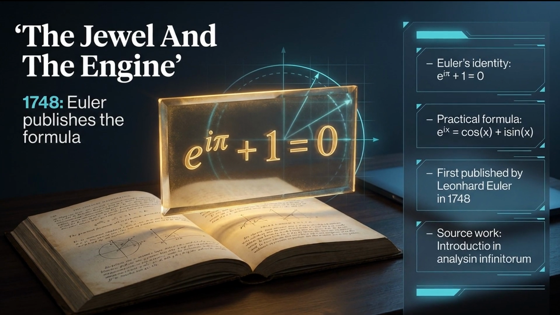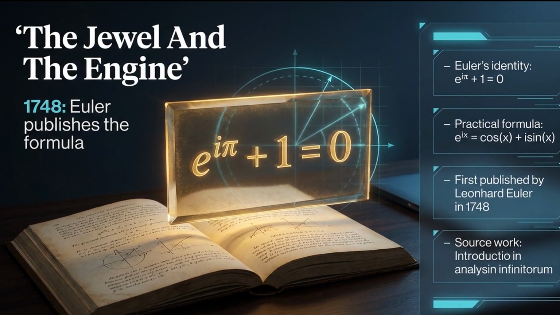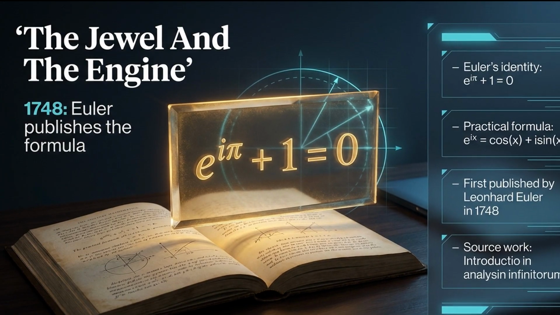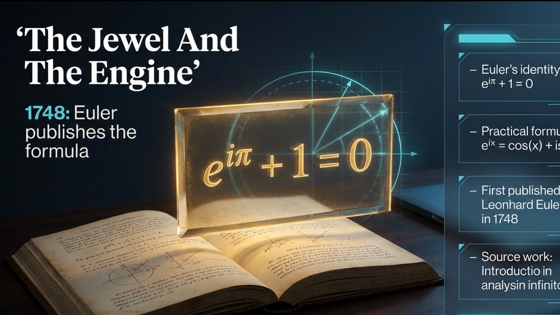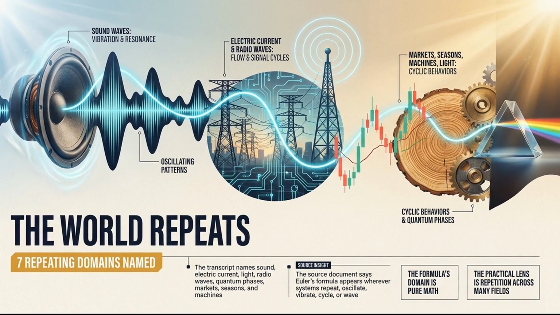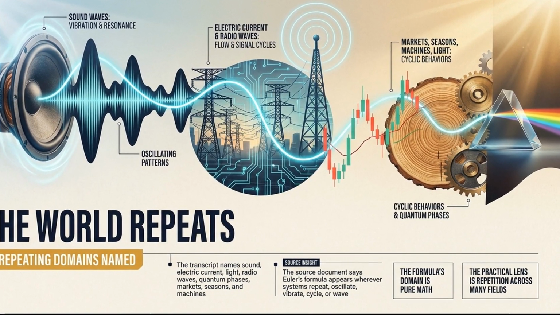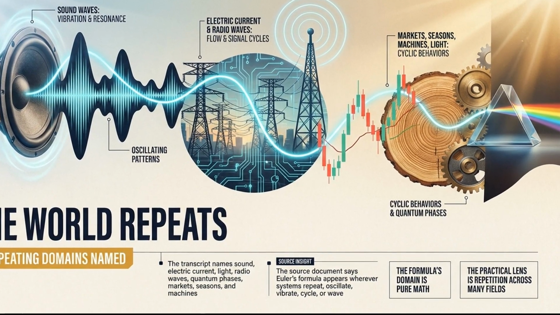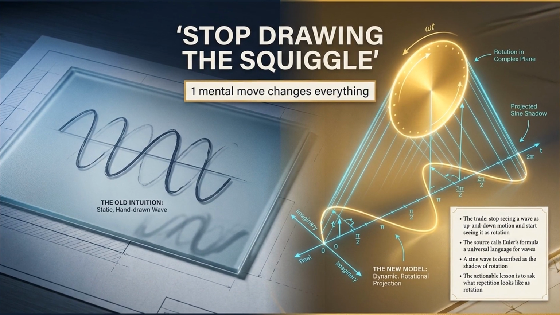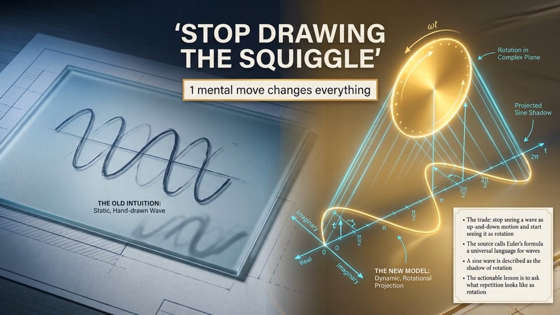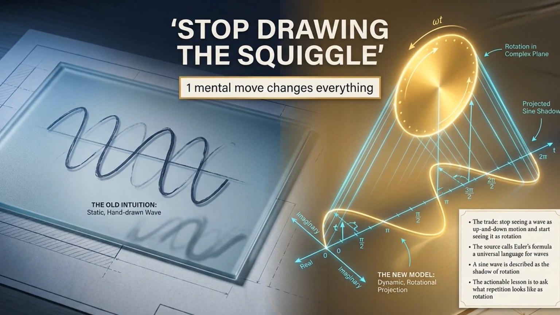Now, take the bridge out of the classroom. Euler's identity is the jewel. Euler's formula is the engine. The jewel is e to the i pi plus 1 equals 0. The engine is e to the ix equals cosine of x plus i sine of x. That engine shows up wherever the world repeats. Sound repeats, electric current repeats, light repeats, radio waves repeat, quantum phases rotate, markets cycle, seasons cycle, machines vibrate. When something repeats, one of the most powerful moves in mathematics is to stop drawing the wave as an up and down squiggle and start seeing it as rotation.